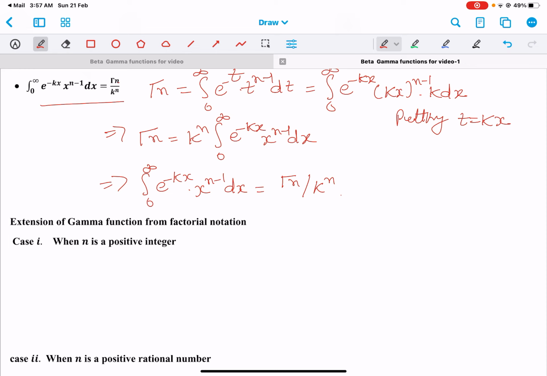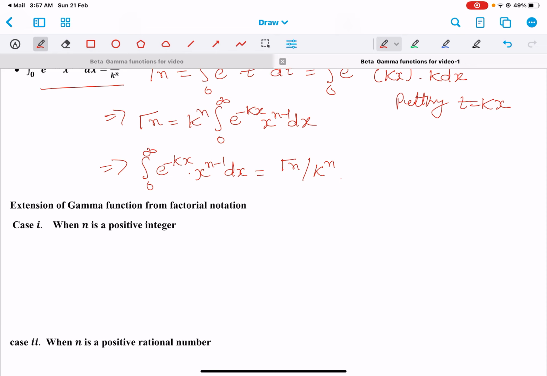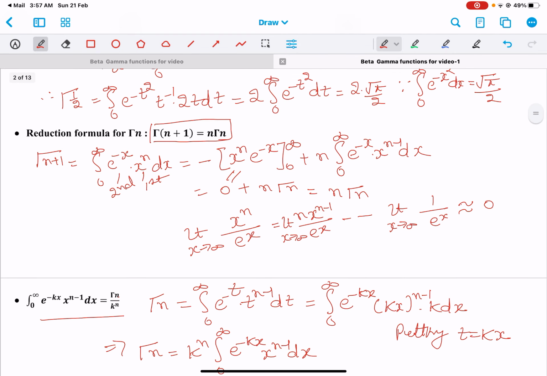So now let's see how the gamma function behaves when n is a positive integer. Gamma n plus 1 is given by n gamma n. We have already proved this result by the reduction formula here.